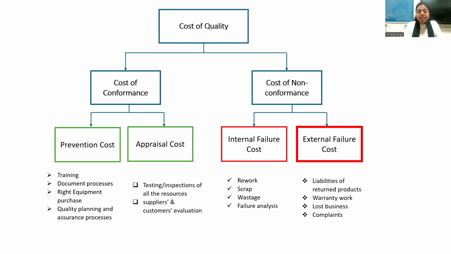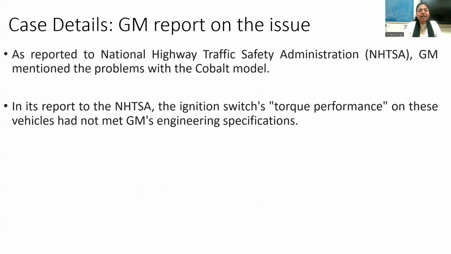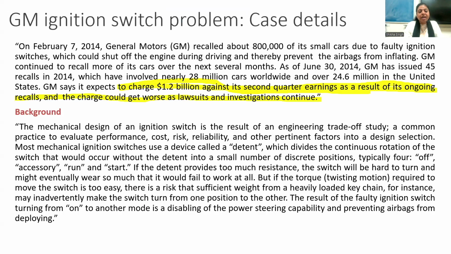Now, if you remember the line which I have highlighted, what is it? You see here, GM says, General Motors says it expects to charge $1.2 billion against its second quarter earnings as a result of its ongoing recalls. What is this $1.2 billion here? I should rather say this is the cost of external failure. A very nice example of external failure cost, right?